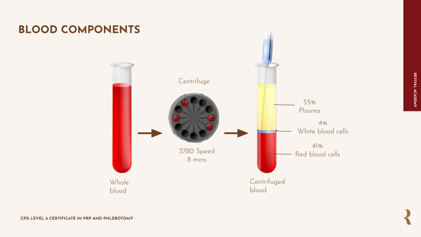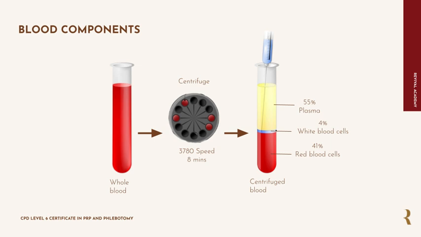How to set your centrifuge up: speed-wise, you're going to do about 3,780. Make sure that the speed on the centrifuge is no more than 4,000. And when it comes to the time, you're going to put it on about 8 minutes in order to get your plasma.